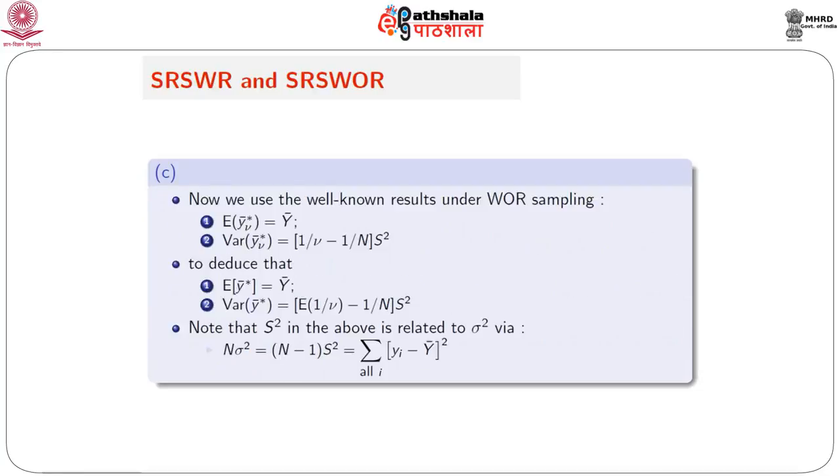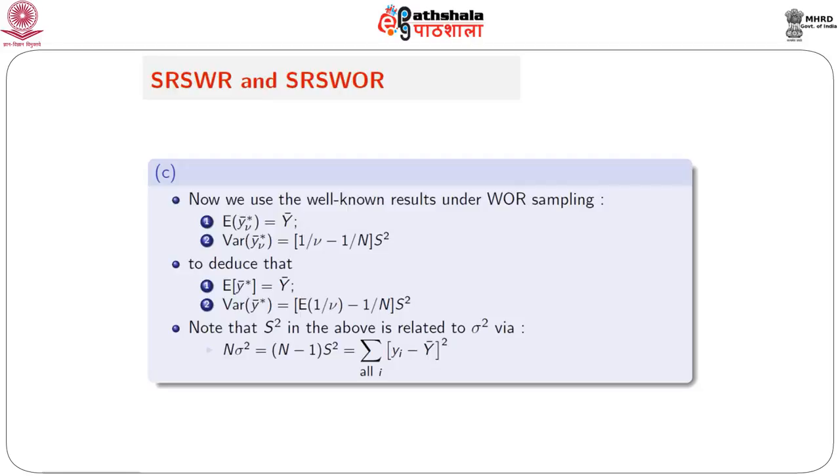So now we can use the well-known results under without replacement sampling, namely expected y bar nu star conditional on nu is y bar, and hence the unconditional expectation is also y bar. And the variance of y bar nu star conditional on nu is (1/nu minus 1/capital N) S square. That is the standard result under without replacement sampling.